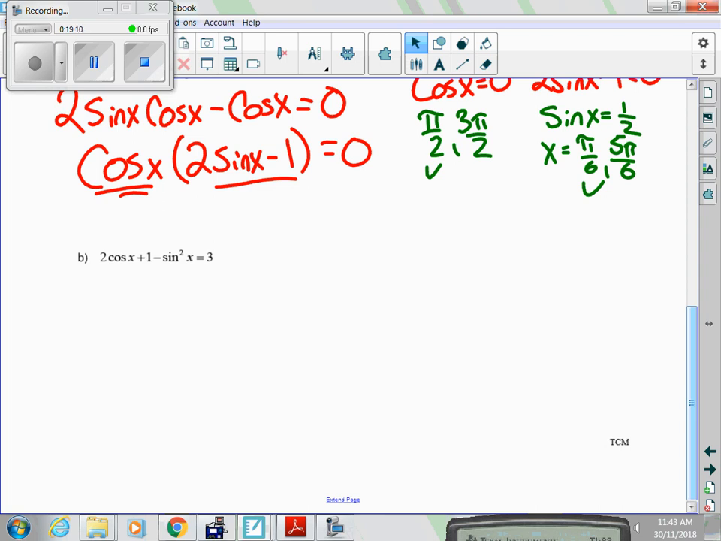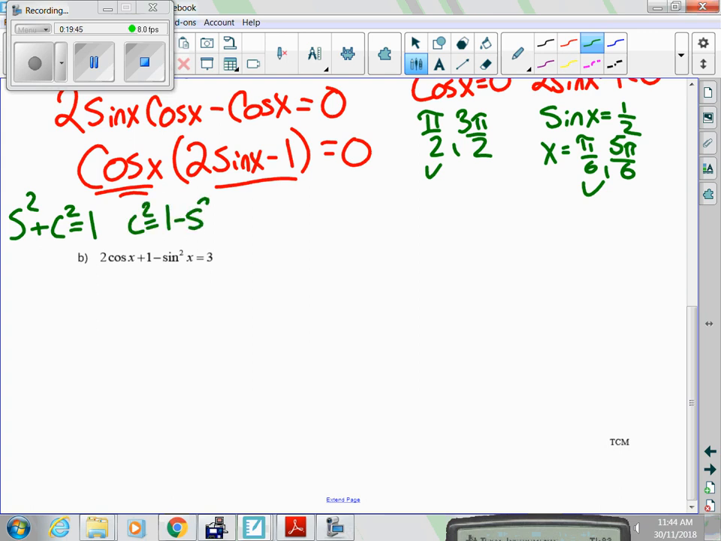Now, thankfully, we have a way of turning sines and coses into each other. I can't change the cos into sine. However, sine squared I can change into cos. Because, again, if we think about this, we have our sine squared plus cos squared equals 1. That's our hammer. That's our basic Pythagorean identity right there. So I'm going to go cos squared equals 1 minus sine squared, and I'm going to replace this 1 minus sine squared with cos squared.